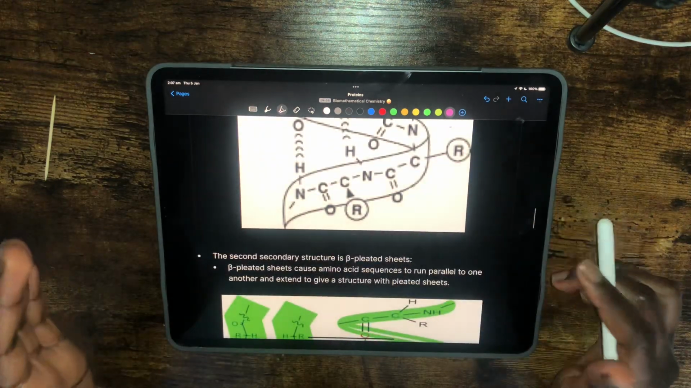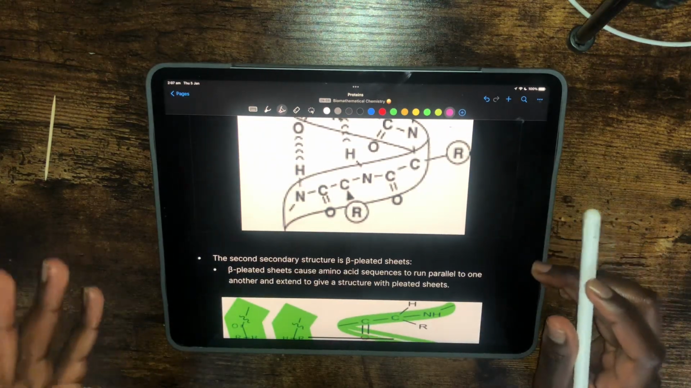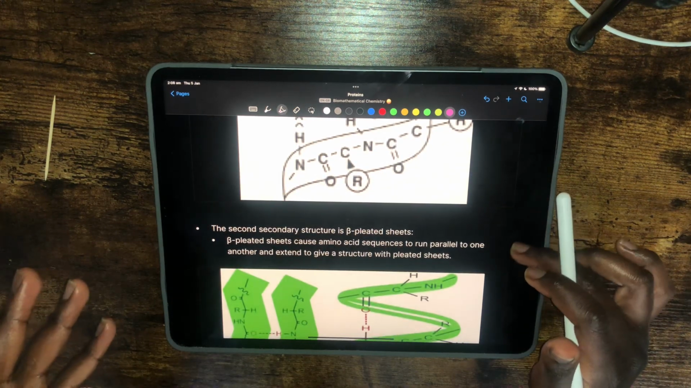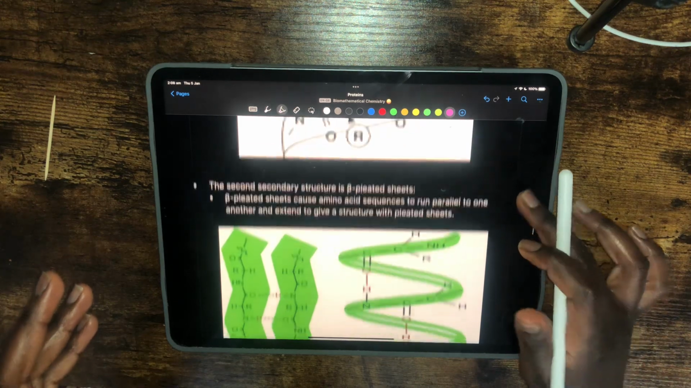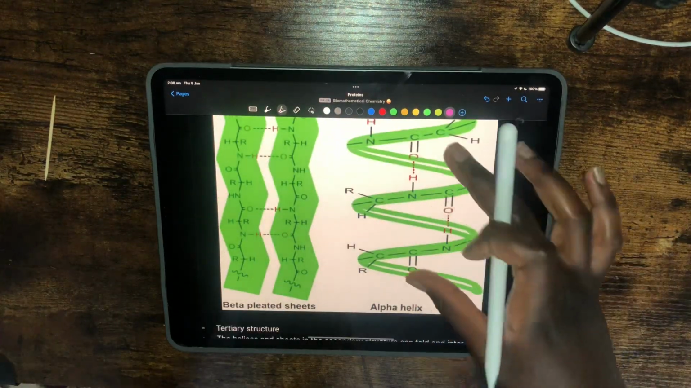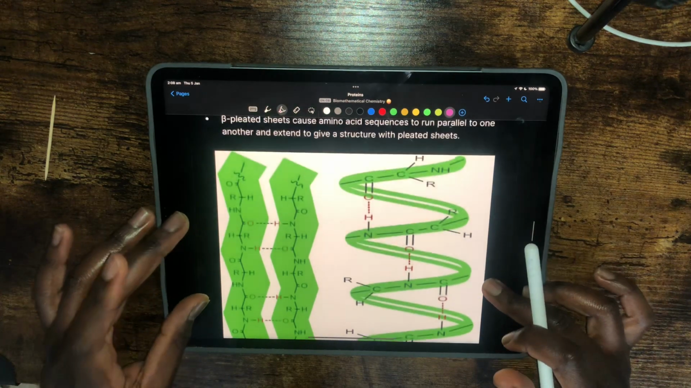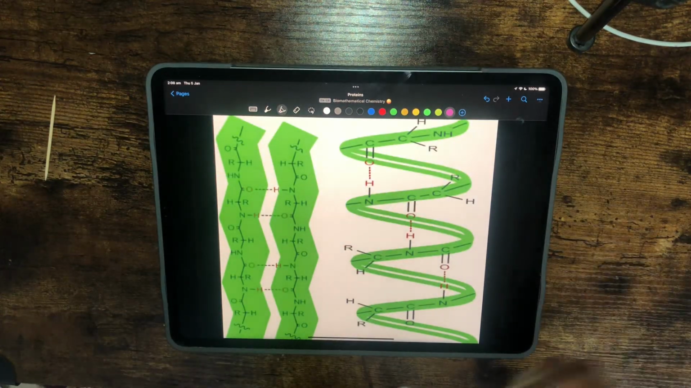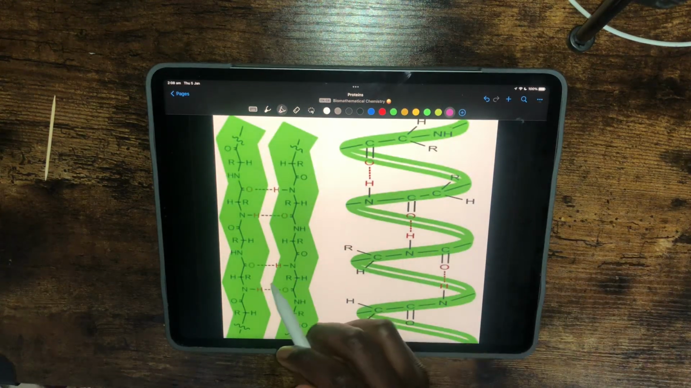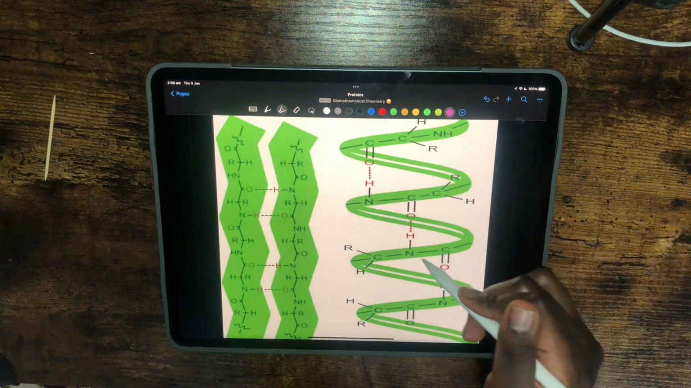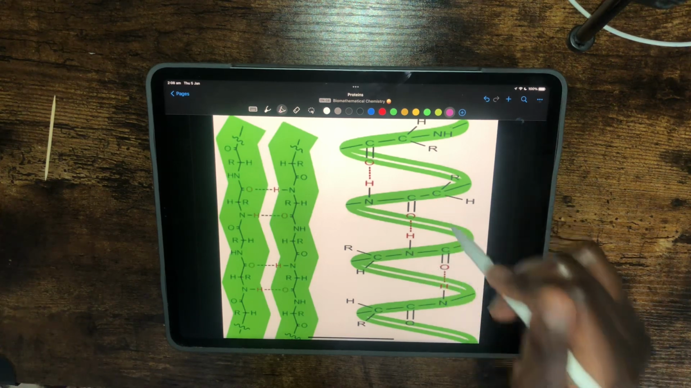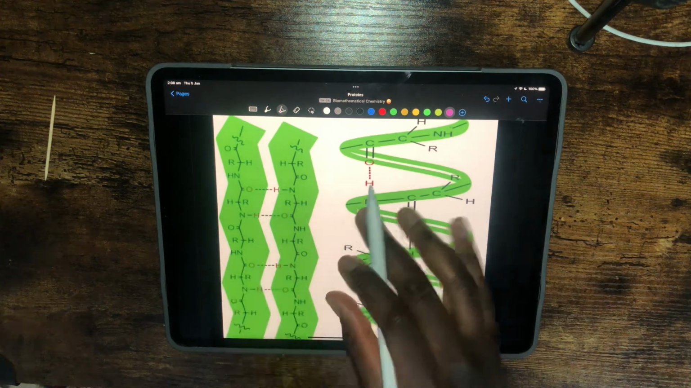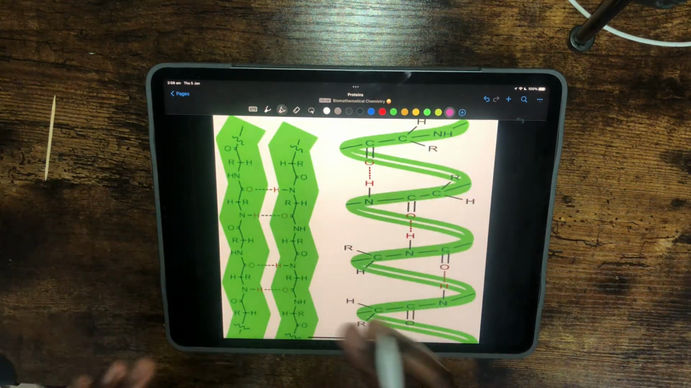Now the second type of secondary structure is a beta pleated sheet. A beta pleated sheet causes the amino acid sequence to run parallel to one another and extend to give a structure with a pleated sheet. So here I've got two examples. Here's the alpha helix, and this is the beta pleated sheet. The difference between an alpha helix and a beta pleated sheet is that the alpha helix is hydrogen bonding between different amino acids on the same polypeptide chain, but here it's hydrogen bonding between two different amino acids on two different polypeptide chains, and they run parallel to each other.